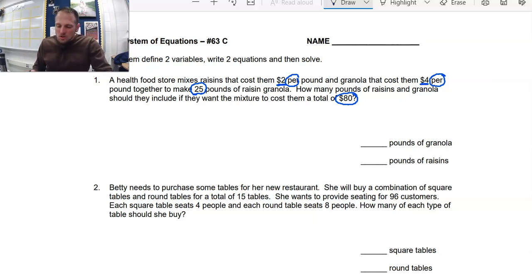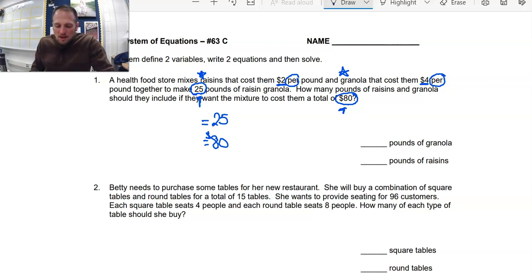Now, what are the two things that we're talking about? Okay, so this is kind of tricky. We're mixing raisins, that's an R, and granola, that'll be a G. Now find the totals. The totals are 25 and 80, so we're going to put those after an equal sign. So equals 25 and equals 80. And this was $80 and 25 pounds.